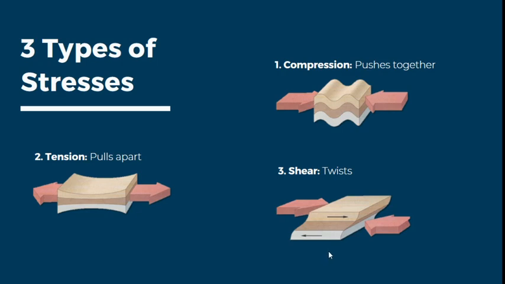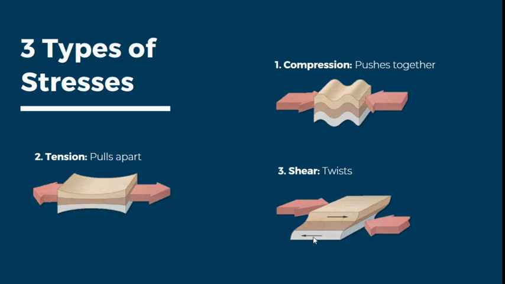When we say compression, it pushes together. Second, tension pulls apart. And number three, shear twists. Now, the three main types of stress are typically associated with the three types of plate boundaries. Compression at convergent boundaries, tension at divergent boundaries, and shear at transform boundaries. Try to check the arrow or the movement.